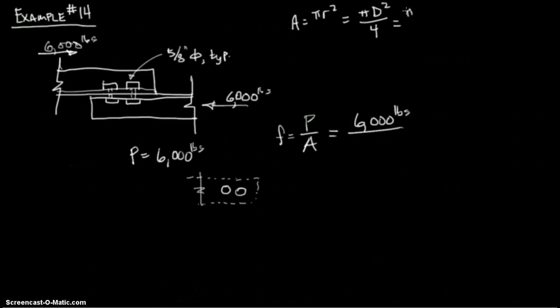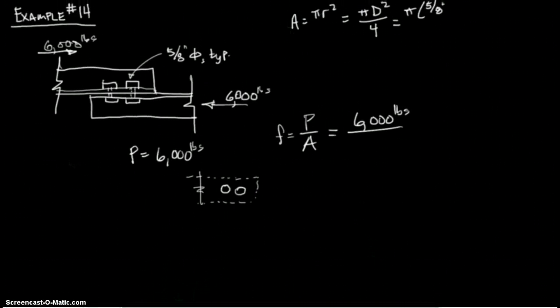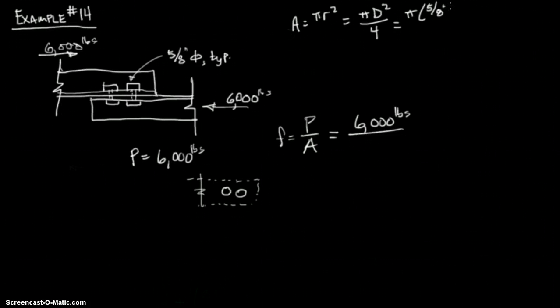But pi times the diameter, which is 5/8 inch, squared, over 4. That equals pi times 5/8 inches squared divided by 4. The area is 0.307, let's say 0.307 inches squared.